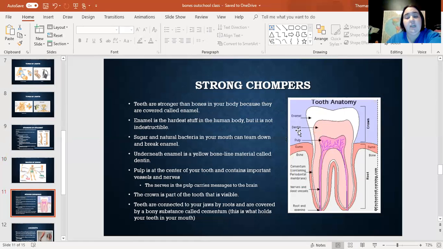When the dentist checks your teeth and they say, I see the crown of your tooth, the crown just means that it's the visible part, because most of your tooth is actually underneath your gum line. And it's actually attached to your jaws by roots. And they are covered by a bony substance called cementum. Think about cement. If someone puts cement down, it ends up hardening and making sidewalks and things like that. The cementum in your mouth is actually what's holding your teeth in place, so that you're not randomly losing your teeth. The only time you will lose your teeth is when you're losing your baby teeth, and that's because new teeth are growing up underneath it.